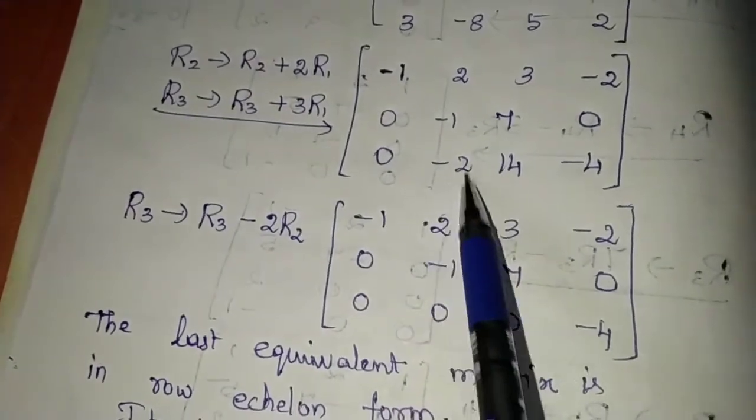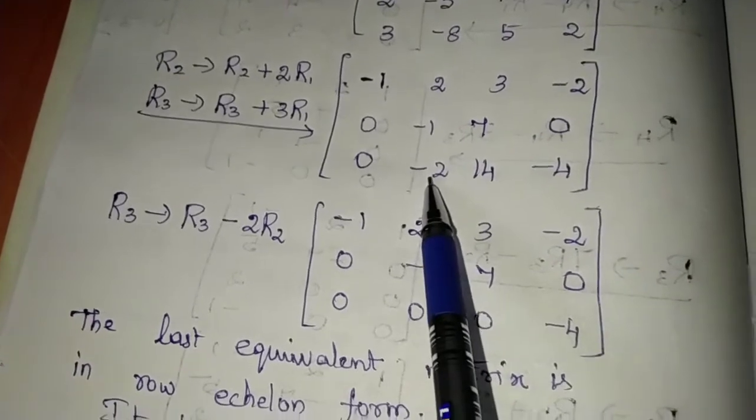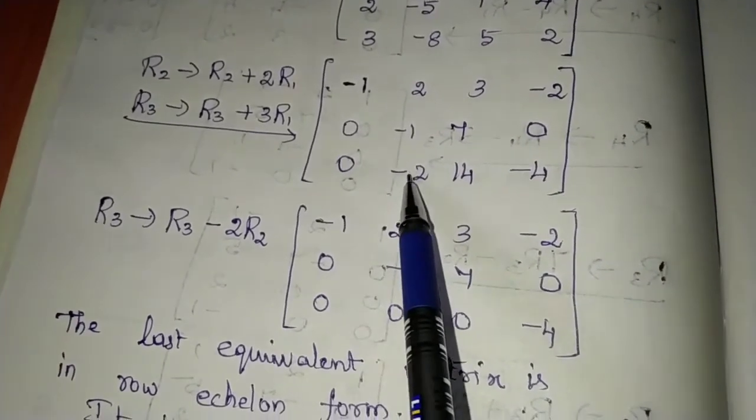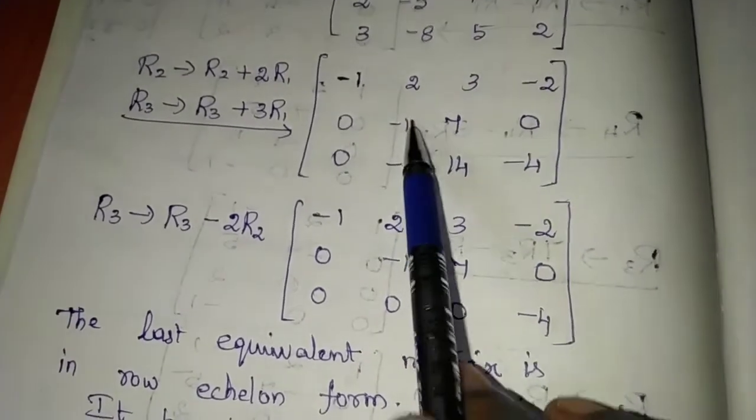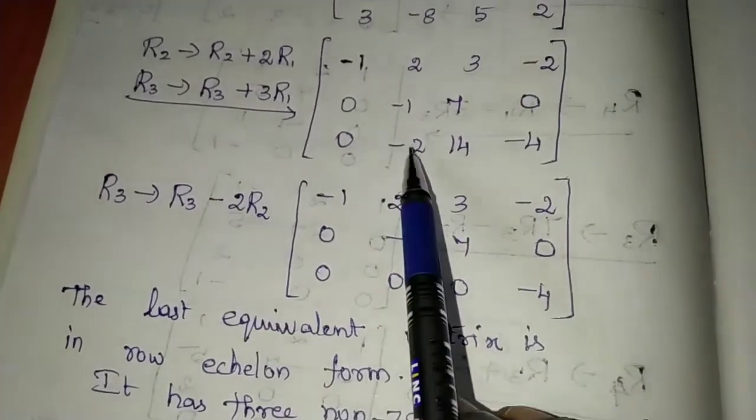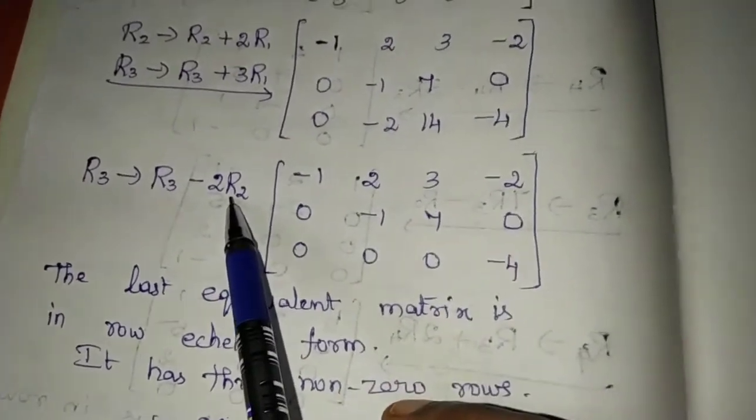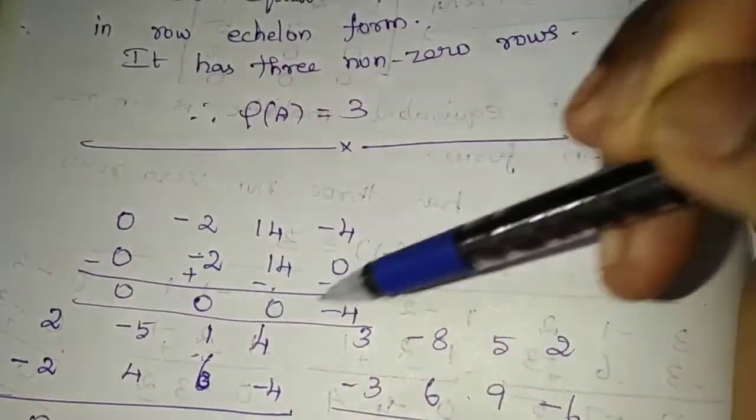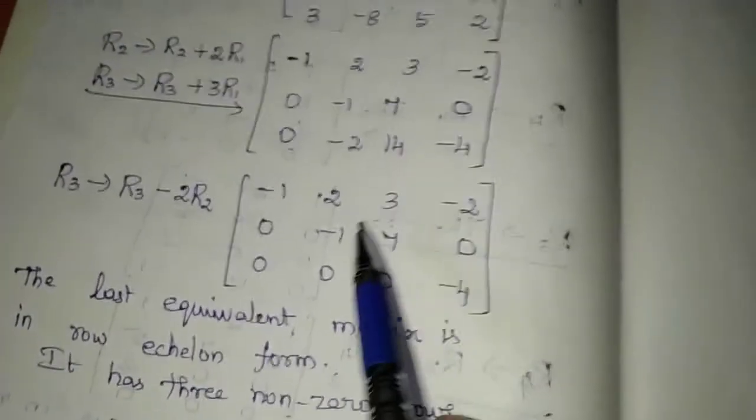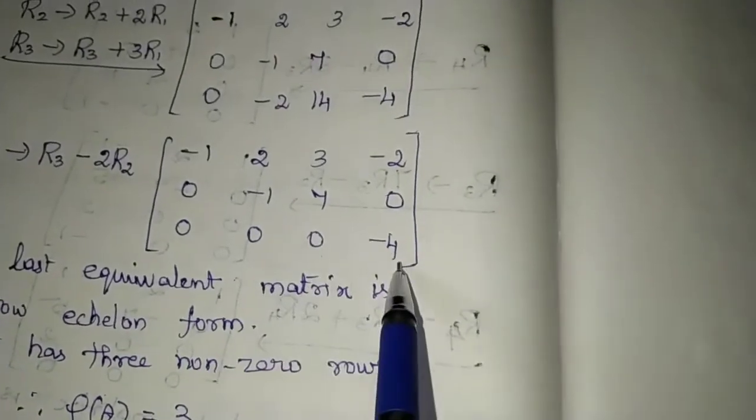That means we want to make this place equal to 0. This place equal to 0. Then see that one, multiplied by 2. Then R3 minus 2R2. And simplify, using this we get 0, 0, 0, minus 4.